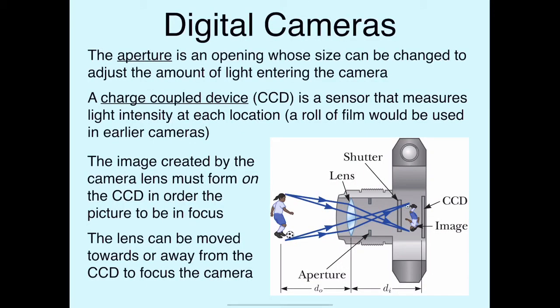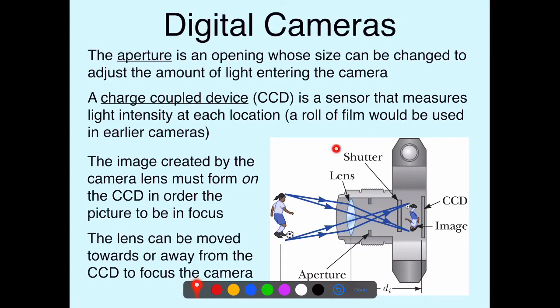Okay, so let's start with digital cameras. Now, a digital camera can be something like a standalone digital camera like this one shown in the diagram, or a digital camera attached to your phone or your computer. These all kind of work in the same way. So let's talk about some of the components of a digital camera.